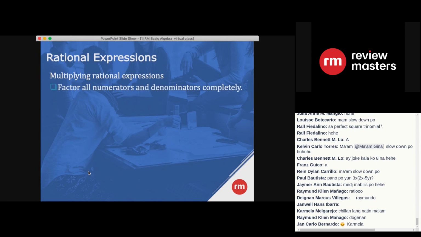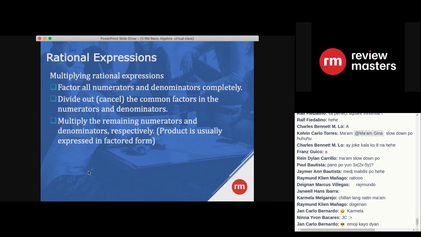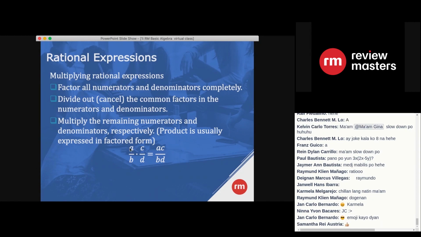Multiplying rational expressions. Factor all numerators and denominators completely. And then you divide out and cancel factors in the numerators and denominators. Multiply the remaining numerators and denominators respectively. Product is usually expressed in factored form. So, if you have A over B times C over D, to get the product of that, you multiply the numerators. A times C would be AC over B times D, which is BD.